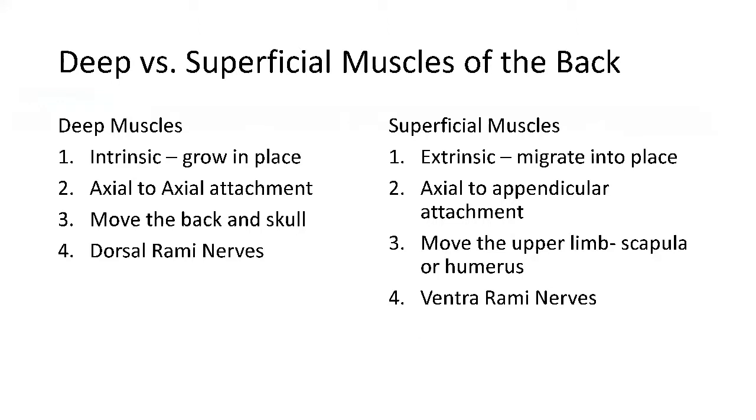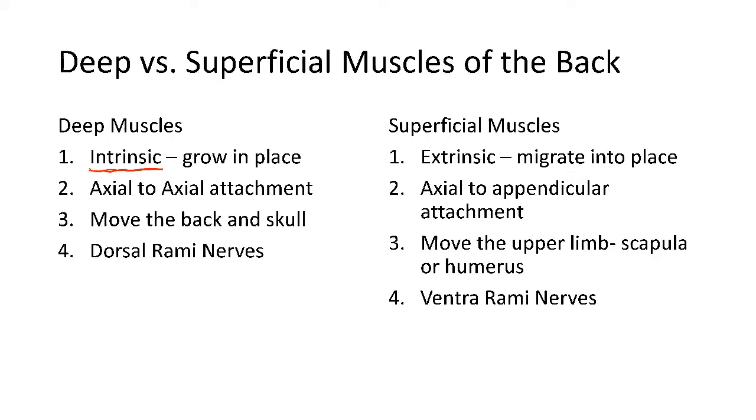And this is that comparison, kind of like I did for epithelium versus connective tissue. We talk about the differences between deep and superficial muscles of the back. One of the key things about deep muscles is that they are what we call intrinsic, which means that they grow in place. They grow on the bones themselves. They are deeper to the core of the body.